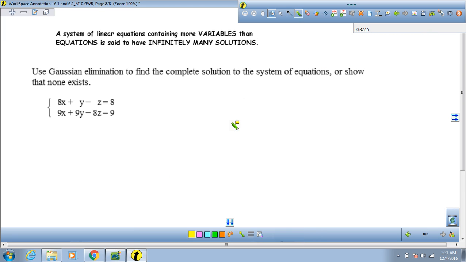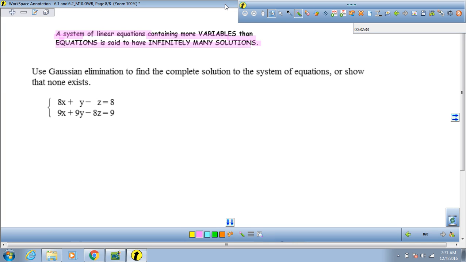Okay. The next one, you need to memorize this. It's very, very important because there's no other way to figure out this. A system of linear equations containing more variables than equations. It's said to have infinitely many solutions.